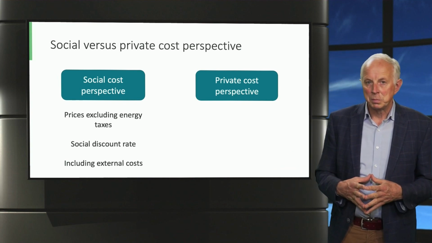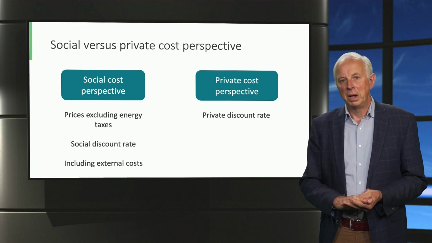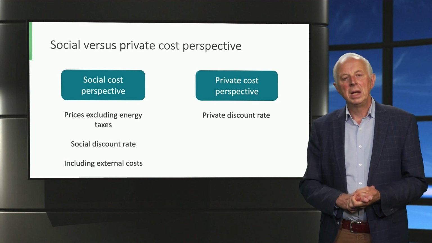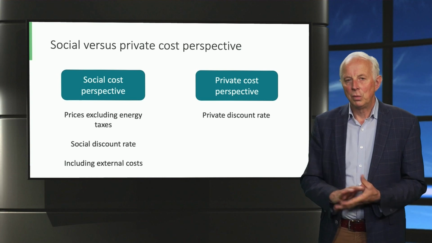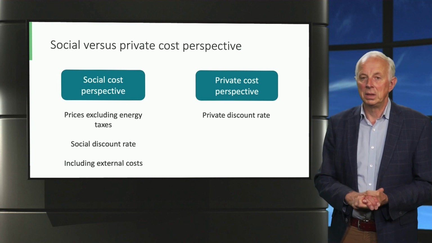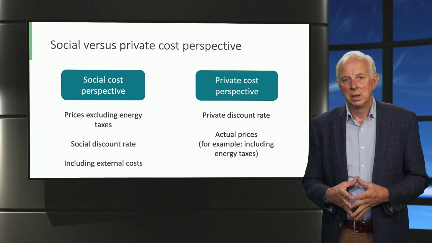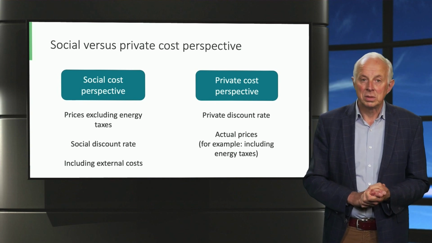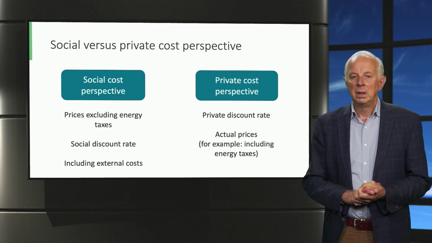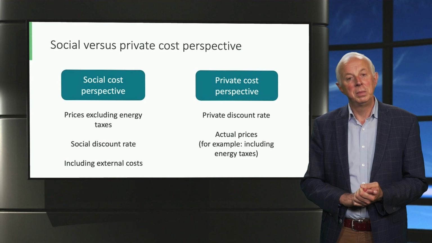In the private cost perspective, first of all, a private discount rate is used, or rather, a private rate that companies use to judge their own investments, and that can be quite high. It is often higher than 5% or even greater than 10 or 15%, depending on the sector. And they use actual prices, because for a company it makes a difference whether you have to pay a tax or not. In conclusion, there are various means of calculating specific mitigation costs.